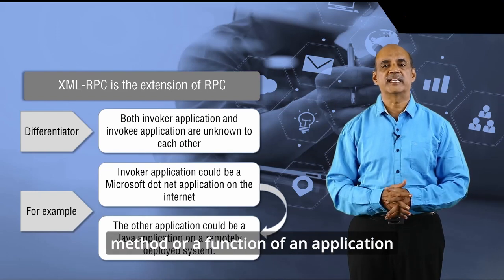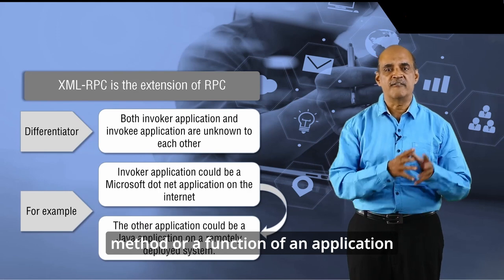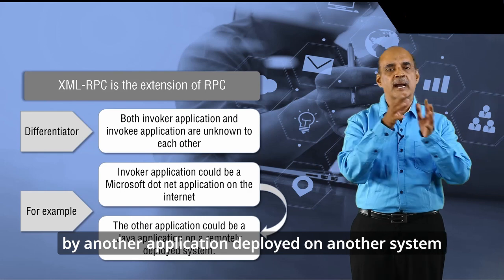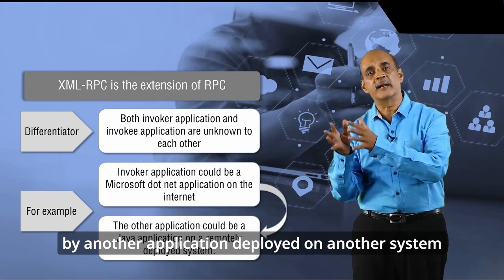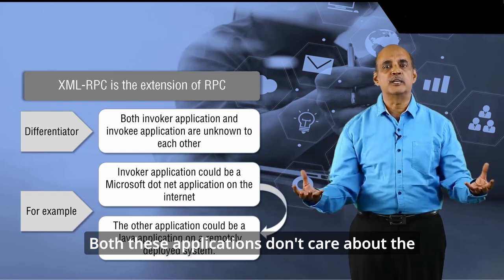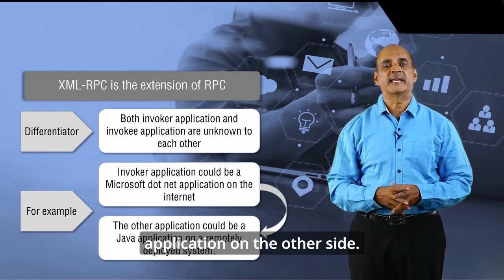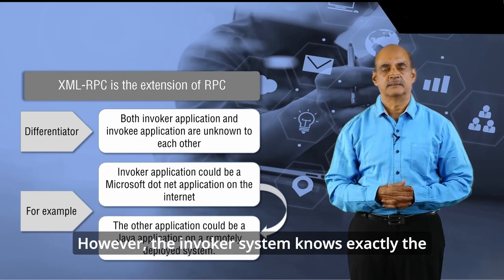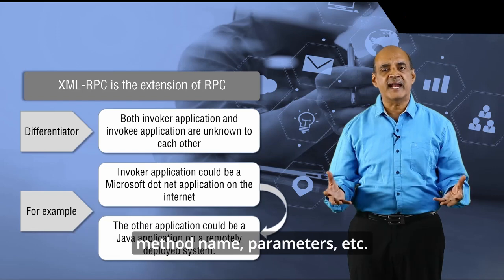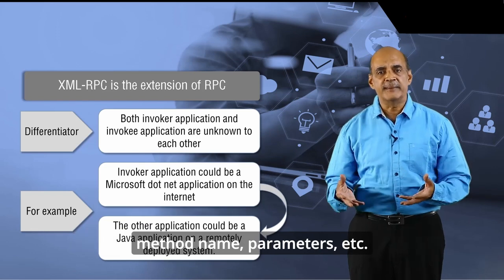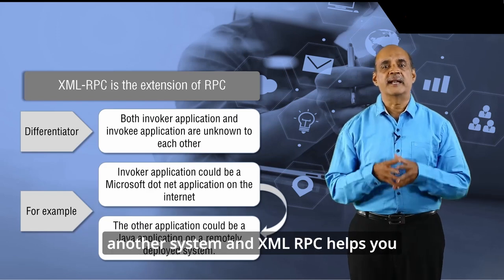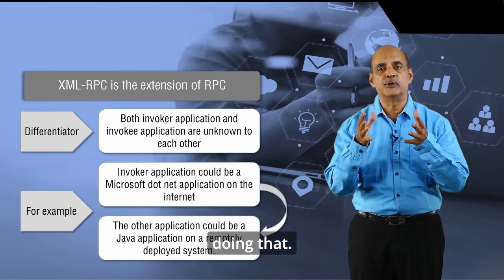XML-RPC allows the invocation of a method or a function of an application deployed on one system on the Internet by another application deployed on another system on the Internet. Both these applications don't care about the application on the other side. However, the invoker system knows exactly the method name, parameters, etc. that need to be passed on to another system, and the XML-RPC helps you do that.